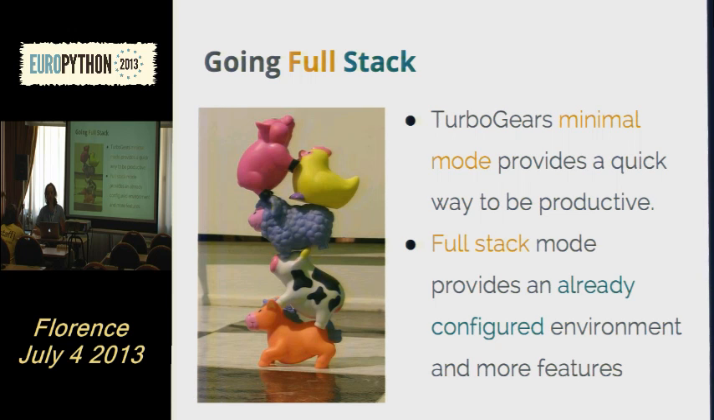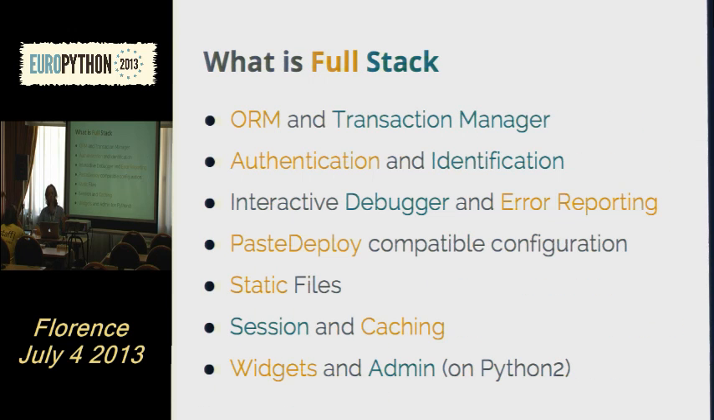These are some of the features which are available in full stack. You have the ORM, so you have your models, with a transaction manager by default. So if there are no errors inside the code you've written, TurboGears will commit the changes you did to the database. If there is any error, TurboGears is going to roll back all the changes, so you don't have half-done changes to the database. You have authentication and identification, which is built in by default.